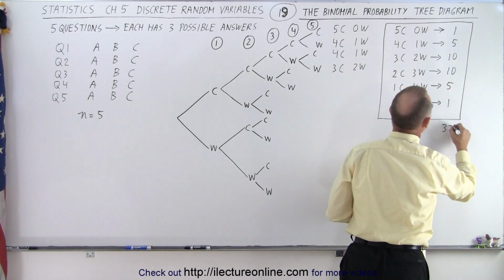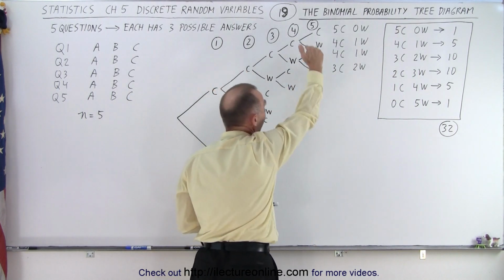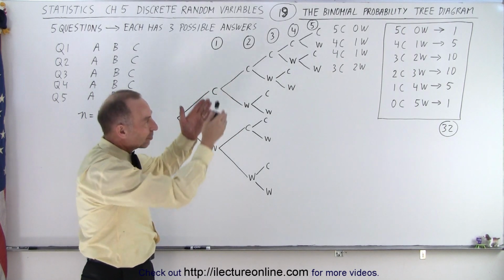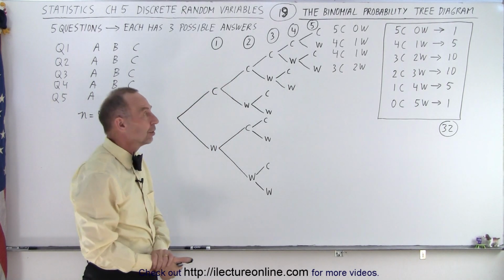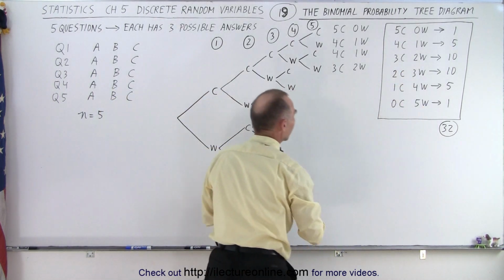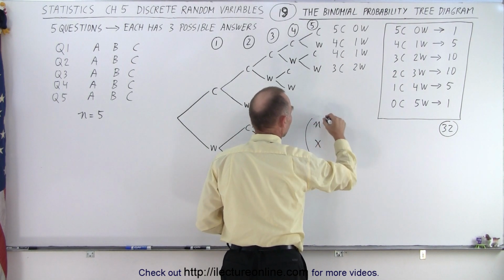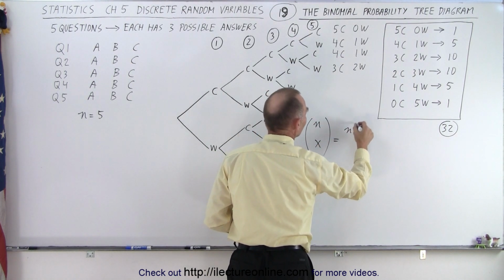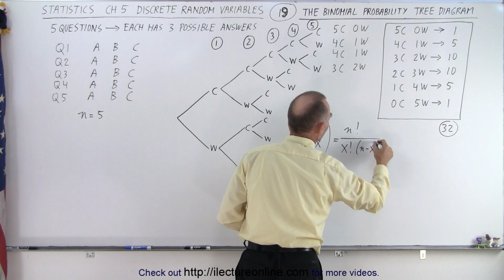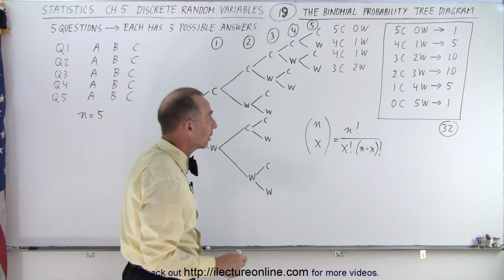There are 32 different combinations, 32 different paths we can take where we have a certain number correct and a certain number wrong. And that's distributed in that particular distribution. Now, how can we calculate these numbers? We can calculate them simply by going like this. N over x, like this. And this represents n factorial divided by x factorial times n minus x factorial. So to get any one of those particular numbers, we calculate it as follows.